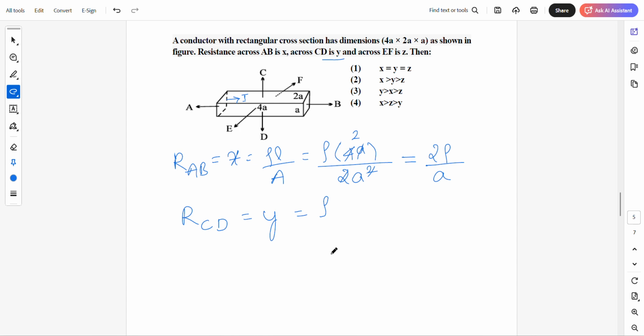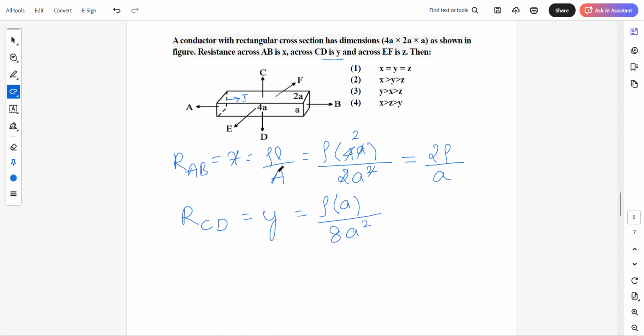A, divided by, because in Y the current is flowing like this. This is the length. And how much is the area? Area will be now 4A into 2A. 4A into 2A, how much is that? 8A square, right? Because for AB, the length is 4A, and the area of cross section is 2A into A here.